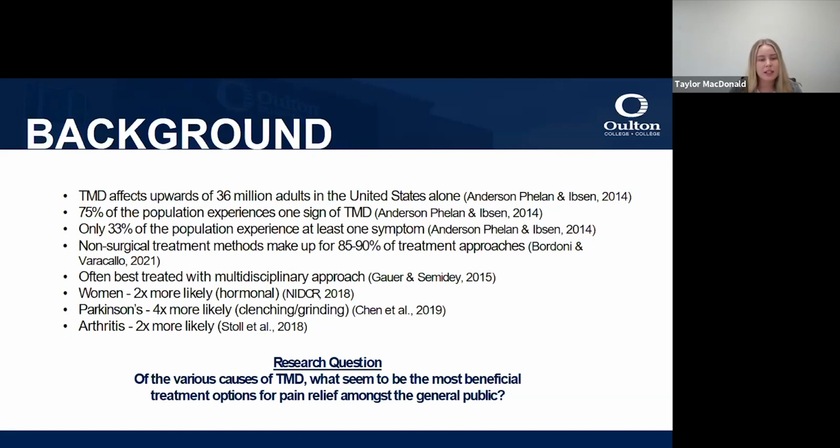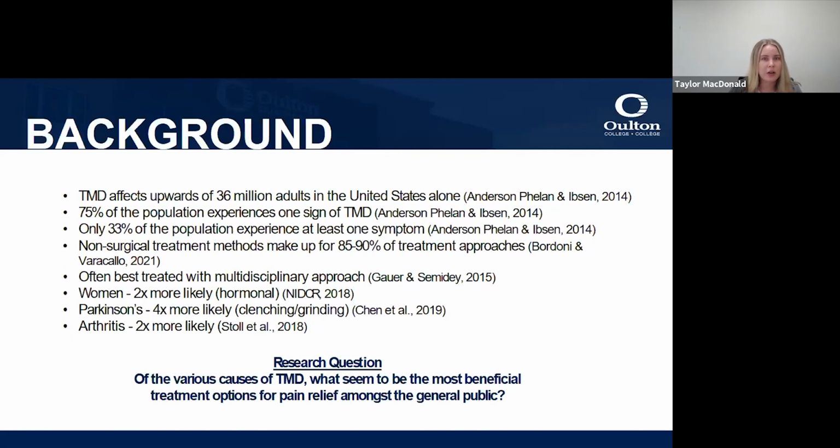And they were often best treated with a multidisciplinary approach. So that would be us in conjunction with other healthcare providers, such as the massage therapist, dentist, acupuncturist, in order to have the person experiencing the pain have the best treatment approach.